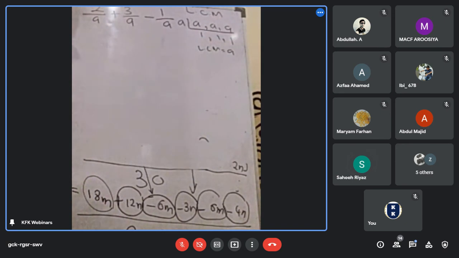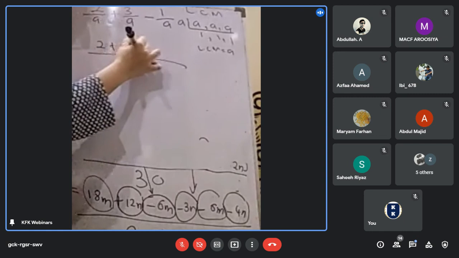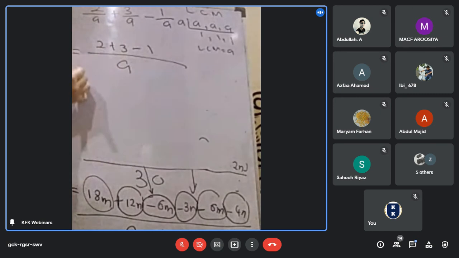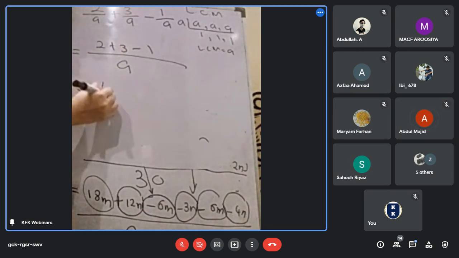Okay. So now therefore you don't have to do anything. You don't have to multiply by anything to get a, because everything is a. So you directly do 2 plus 3 minus 1. You directly calculate it. So what is the answer? 2 plus 3 minus 1? 4 over a. Yes, it's 4 over a. Did you all understand so far? A very easy one. Hope everyone.